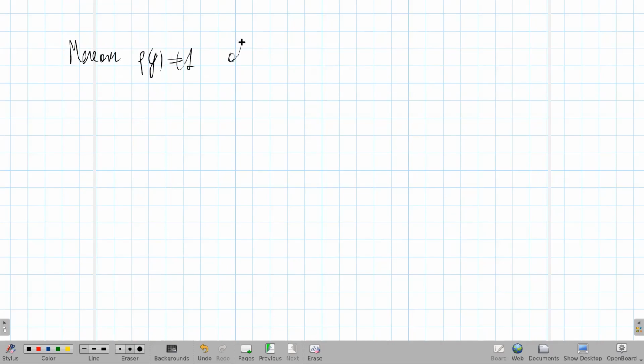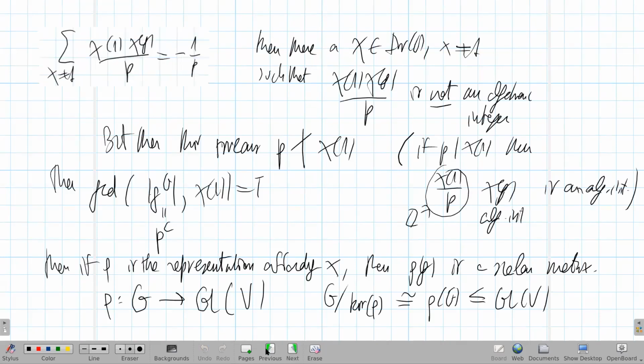Different from 1, because otherwise chi of G is chi 1. Okay? Because if rho of G is the matrix 1, then chi of G is chi 1, and this means that this is an algebraic integer.